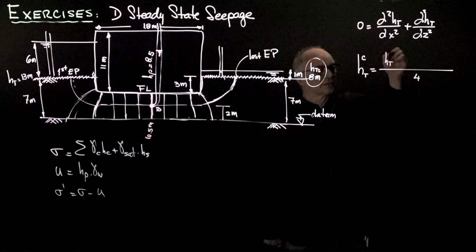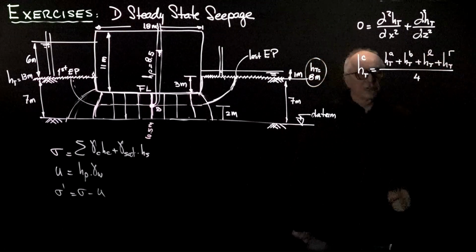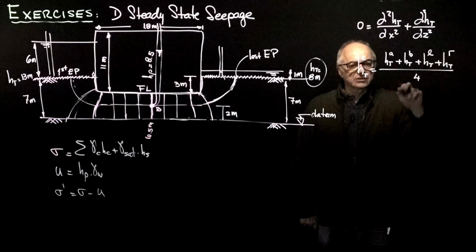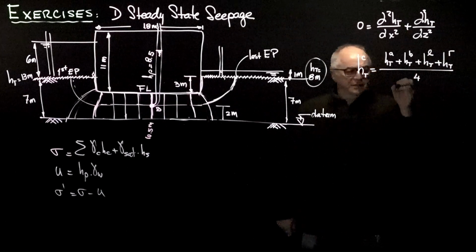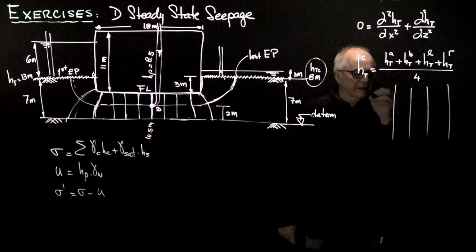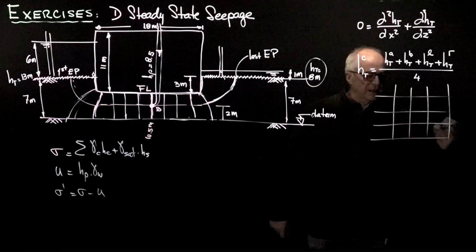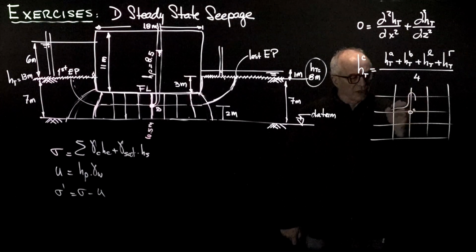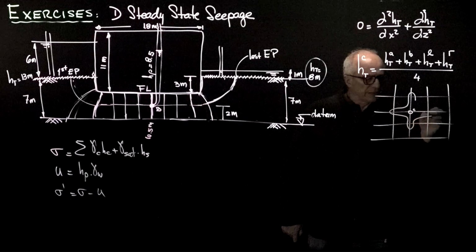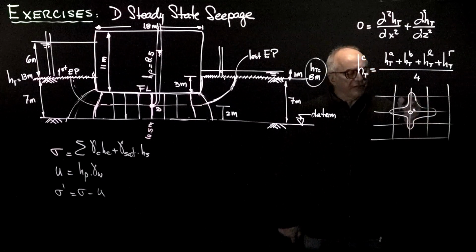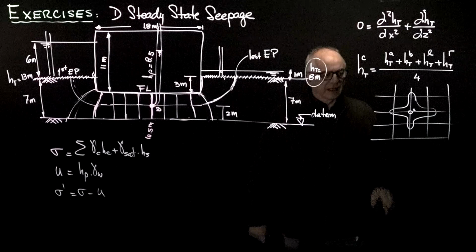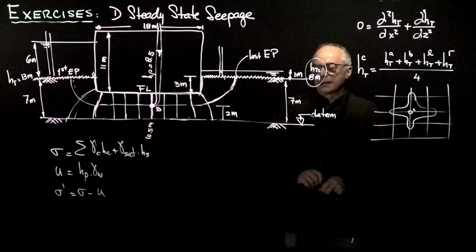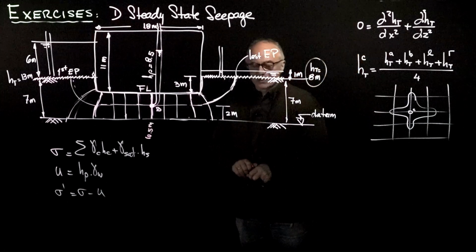So H total above plus H total below plus H total to the left and H total to the right. That becomes the kernel. So if we have a grid and we place the kernel at this centered location, we take the value of the node above, left, below, right. We get the average and we replace it at the center, and we keep moving the kernel until the values don't change anymore.